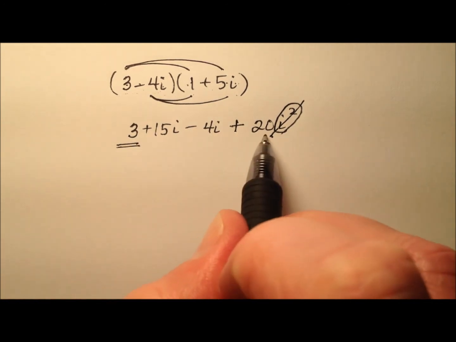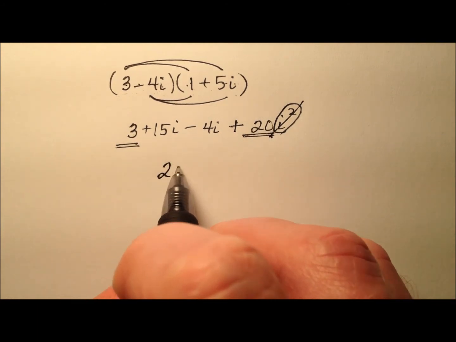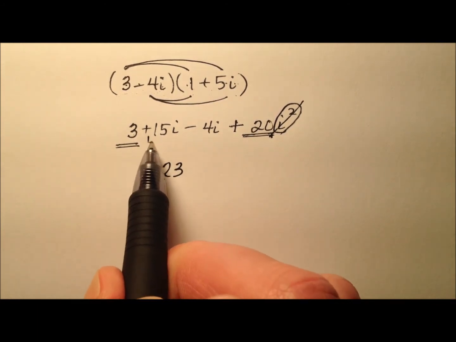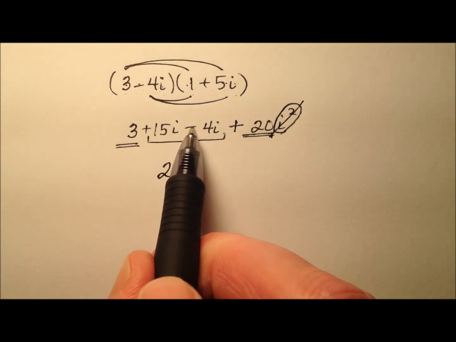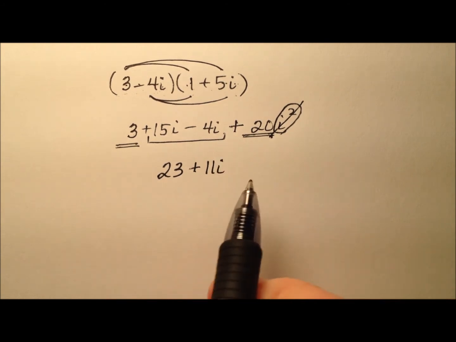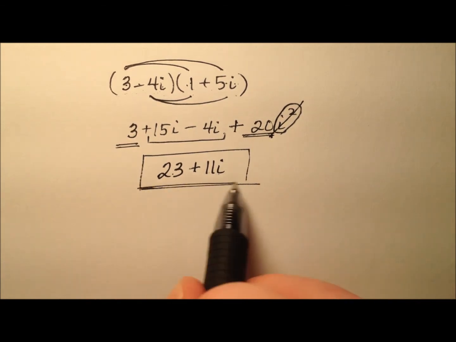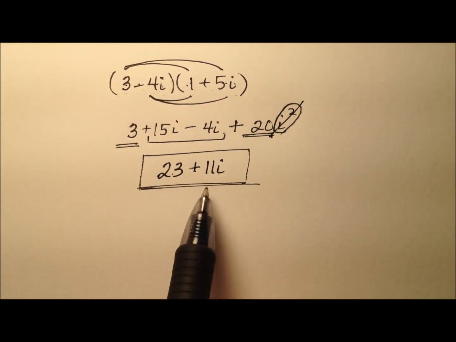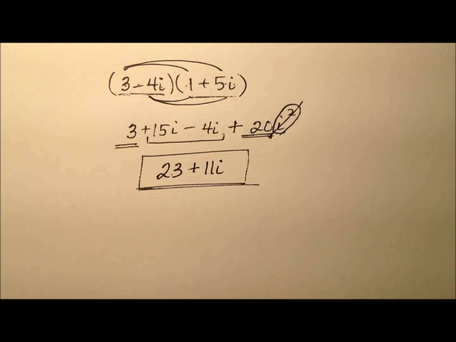So now I have some real parts that I can combine. 3 plus 20 is 23. And then I have the imaginary parts I can combine. So 15i minus 4i will be positive 11i. And I notice this is written in a plus bi form, which is standard form for a complex number. So I know that I'm done. So 23 plus 11i is the product of these two complex numbers.